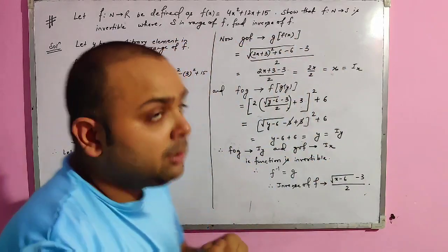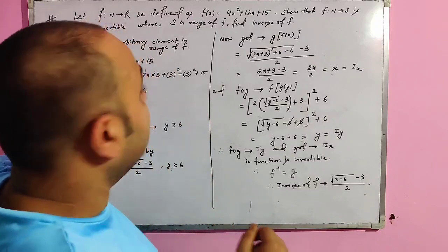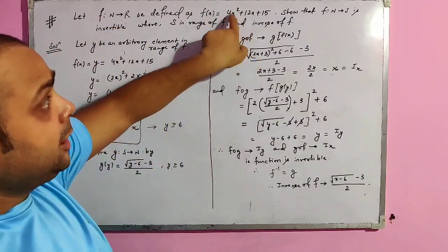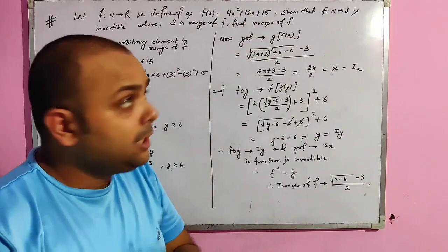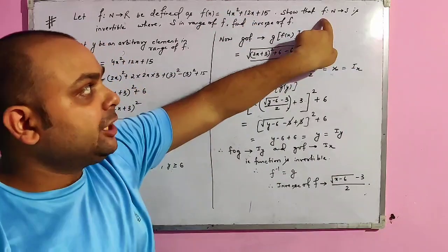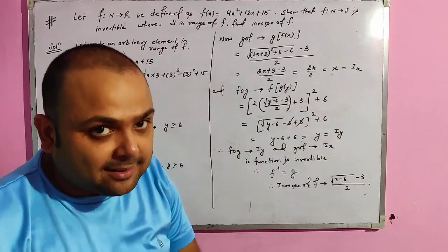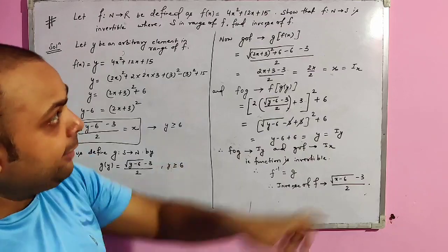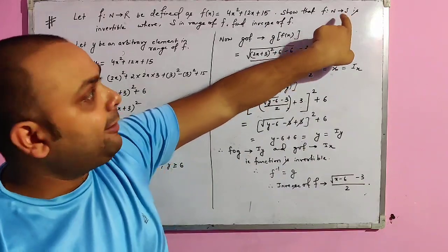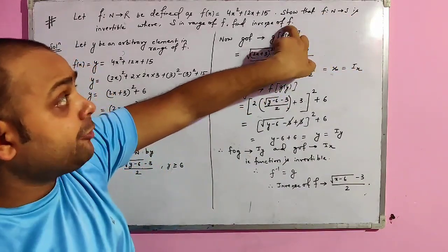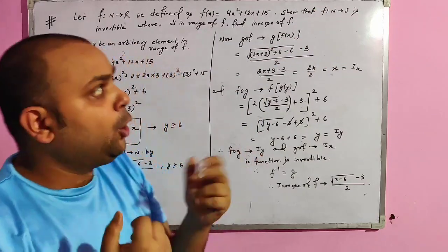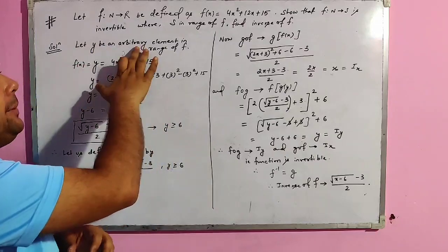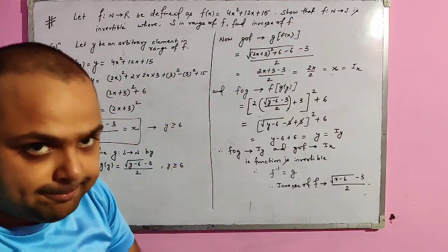See this question very carefully. We have a function from natural numbers to real numbers defined by f of x equals 4x square plus 12x plus 15. Now we have to show that the function from natural numbers to S, where S is the range of f, is invertible. We have to show this is invertible and we have to also find the inverse of this particular function. Now suppose we have one element, let y be an arbitrary element in the range S.